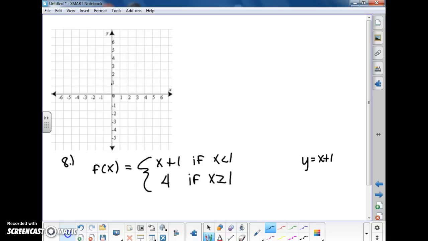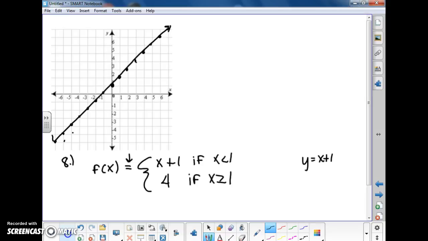So I'm going to start at 1, up 1 to the right 1. And my slope is positive 1. And I'm going to go down 1 to the left. And I'm going to connect. Okay, and notice this is a piecewise, and notice this is an equal sign. So there's no question about whether we're going to make the line solid or dashed. It is going to be a solid line.